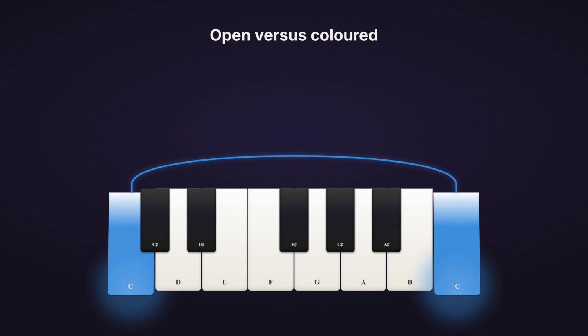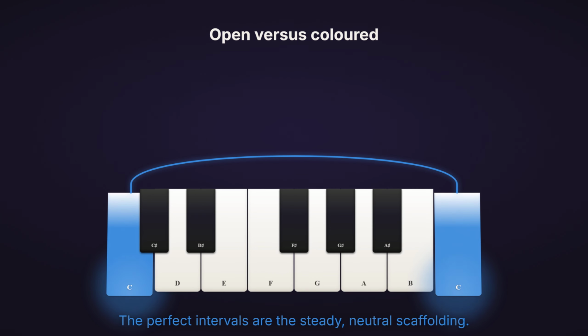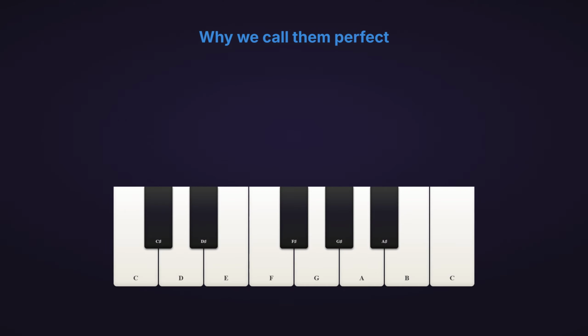Bright versus open. Colored versus clear. The perfect intervals are not louder or fancier or more important than the others. They are the steady, neutral ones, the scaffolding the colored intervals hang their feelings on. Take the scaffolding away and the colors have nothing to stand on. So that is why we call them perfect.